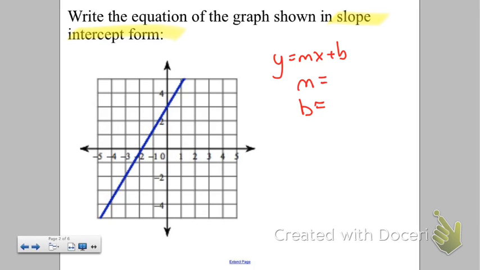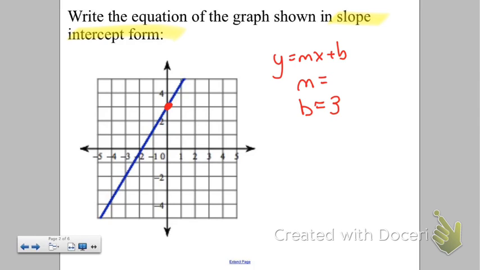The y-intercept is always easier to find, so I'm going to find that first. My y-intercept is where my graph crosses the y-axis. My graph crosses the y-axis at this point, so my y-intercept is just 3.